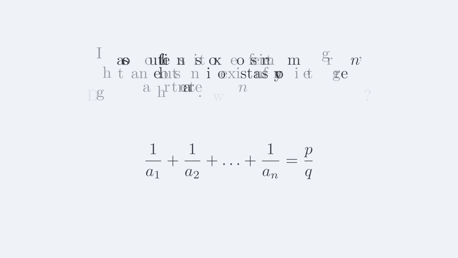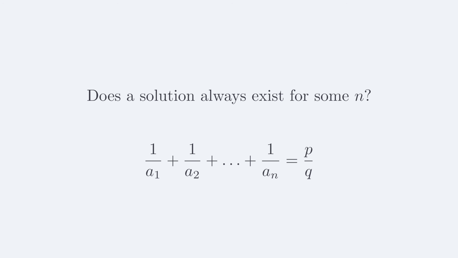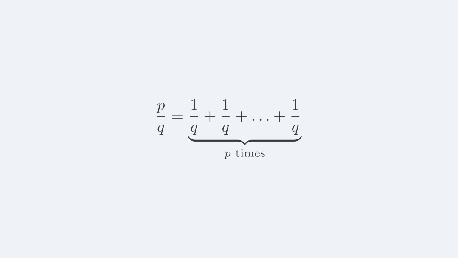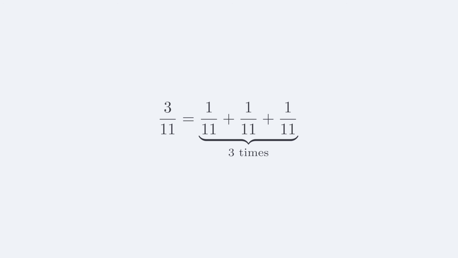But how do we find the solution for some n as the ancestor of all solutions? Let's assume p and q are coprime. I can rewrite it as p terms of 1 over q. For simplicity, let's use 3 over 11 as an example.